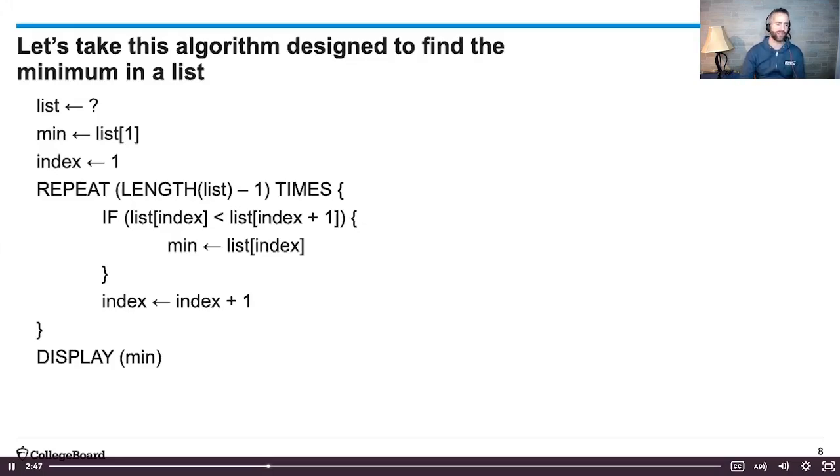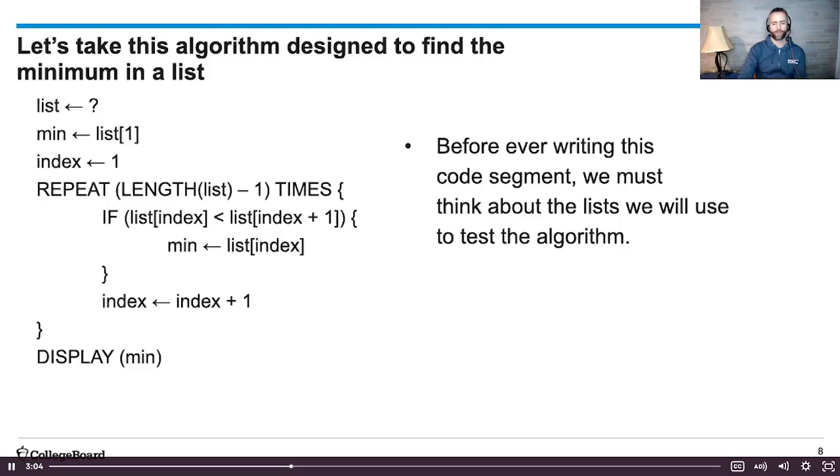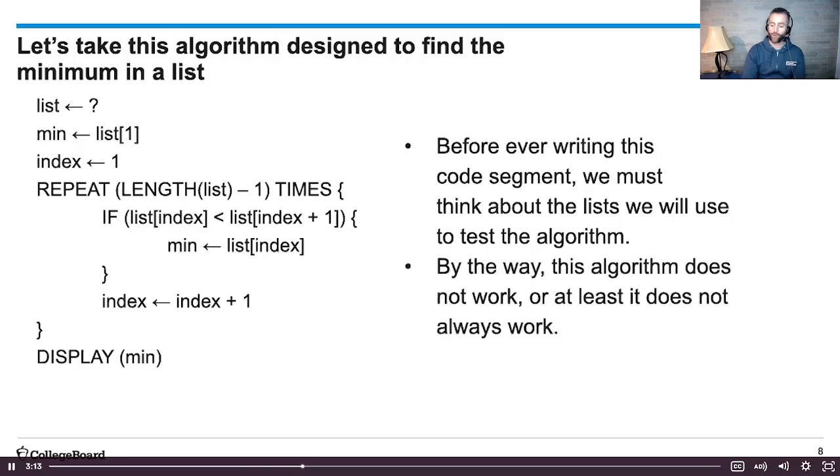And so I have list is question mark. So we're going to assign some unknown list to this program. Now, if you haven't used lists before, don't worry about that. We're really just trying to make sure that you understand the process. So before ever writing this code segment, we must think about the lists we will use to test this algorithm. By the way, this algorithm does not work, or at least it does not always work.